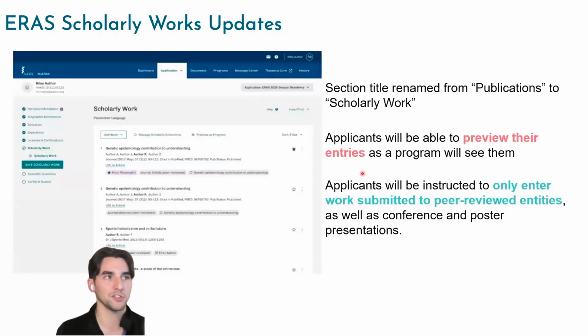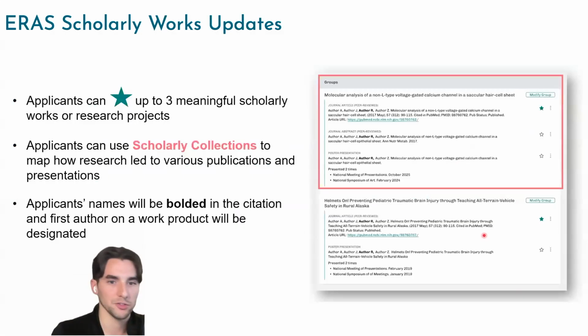The ERAS publication section is now going to be called the scholarly work section. You will have the ability to preview your entries as the program will see them, or the program view feature. You're going to be submitting conference presentations like oral presentations and poster presentations, as well as similarly abstracts, journal articles, manuscripts, things like that. Some of the bigger changes come in the fact that you're going to be designating 3 most meaningful scholarly works or research projects, okay?